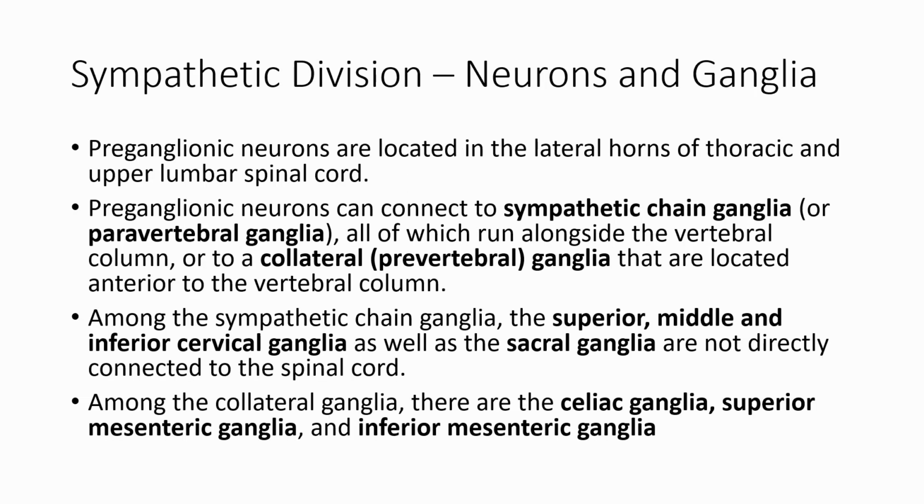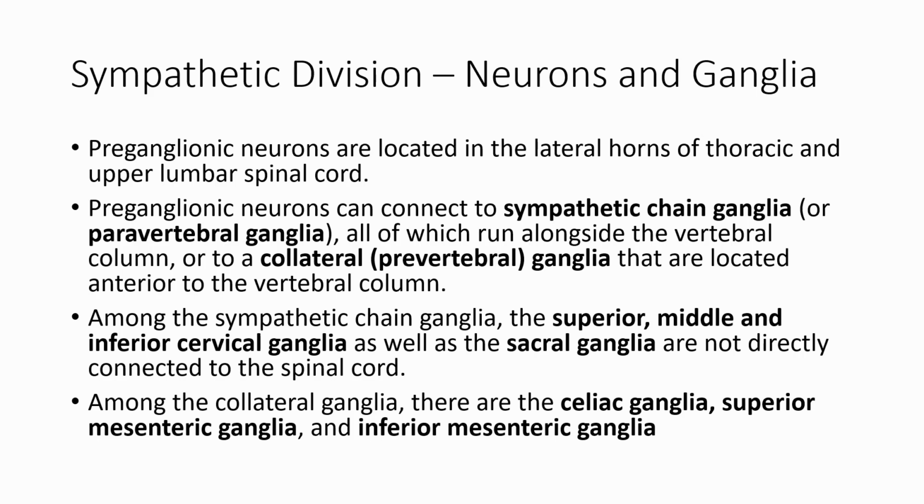So let's talk about the sympathetic division first and how the neurons in the ganglia are organized. The preganglionic neurons are found in the lateral horns that we find in the thoracic and the upper lumbar spinal cord. So generally like T5 down to like L1, L2. These preganglionic neurons can connect to what's called the sympathetic chain ganglia, or sometimes called the paravertebral ganglia.